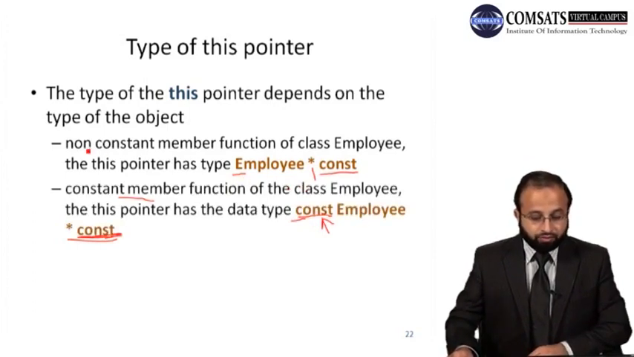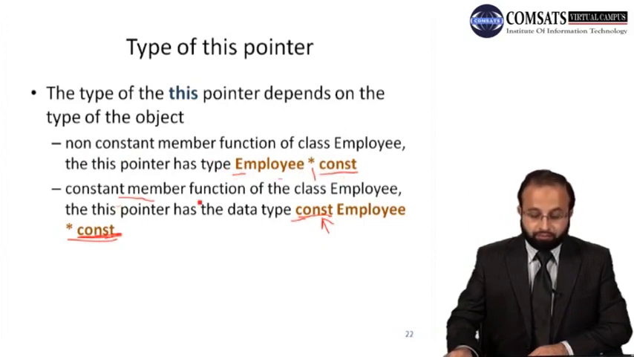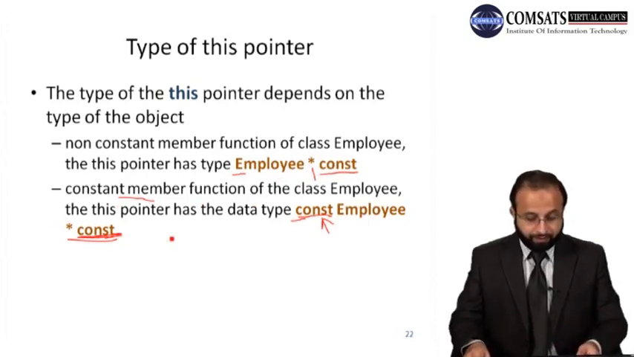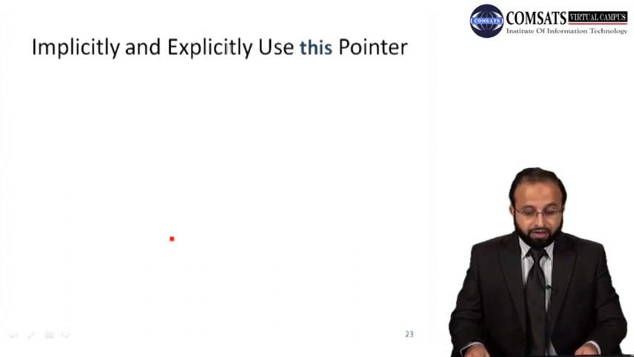So in case you call a non-constant member function, the type of this pointer is Employee* const, and in case of calling a constant member function, the type of this pointer is const Employee* const. I hope that will be clear. Now, implicit and explicit use of this pointer.